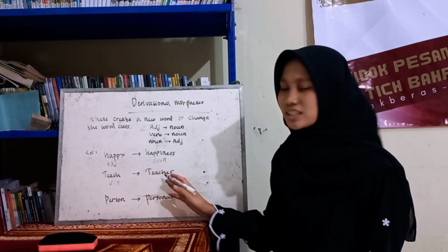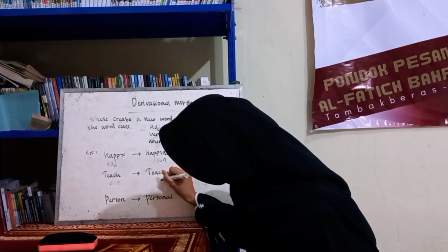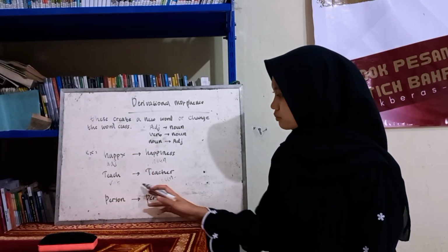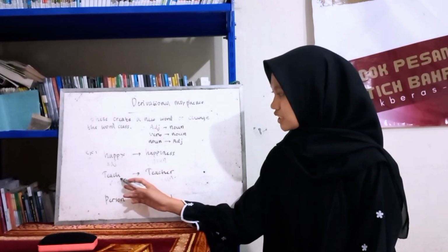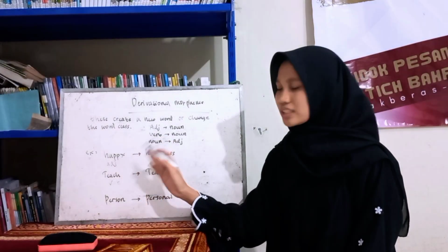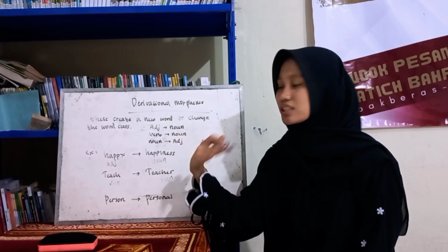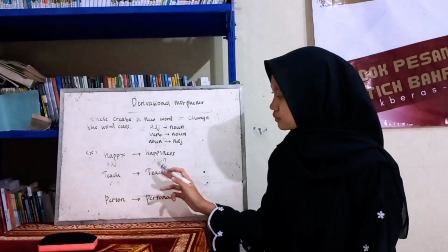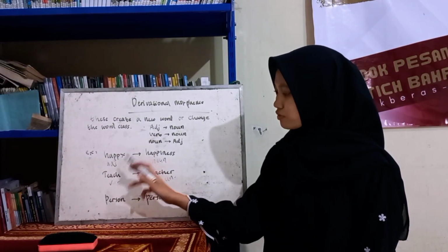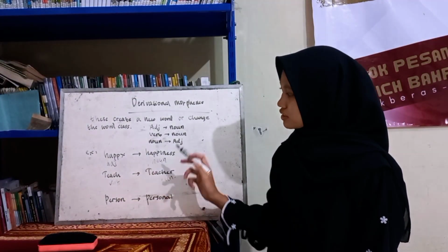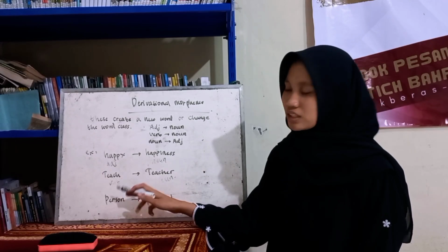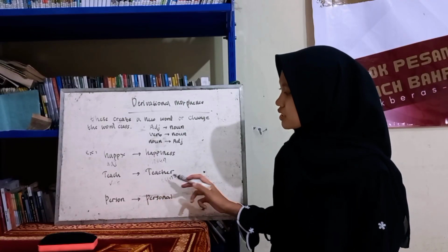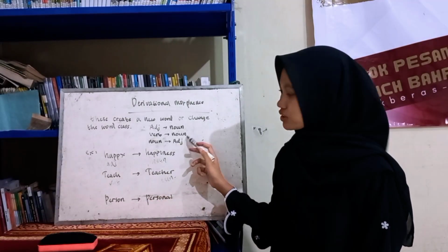And the word class of teacher is noun. Why is the word class changed from verb to noun? Because teach is a verb, like an action, and teacher is the person who teaches. It means teacher is a noun. And of course, change the word class from verb to noun. Person is the word class of noun. So change become to person. If adjective, the word class is adjective.